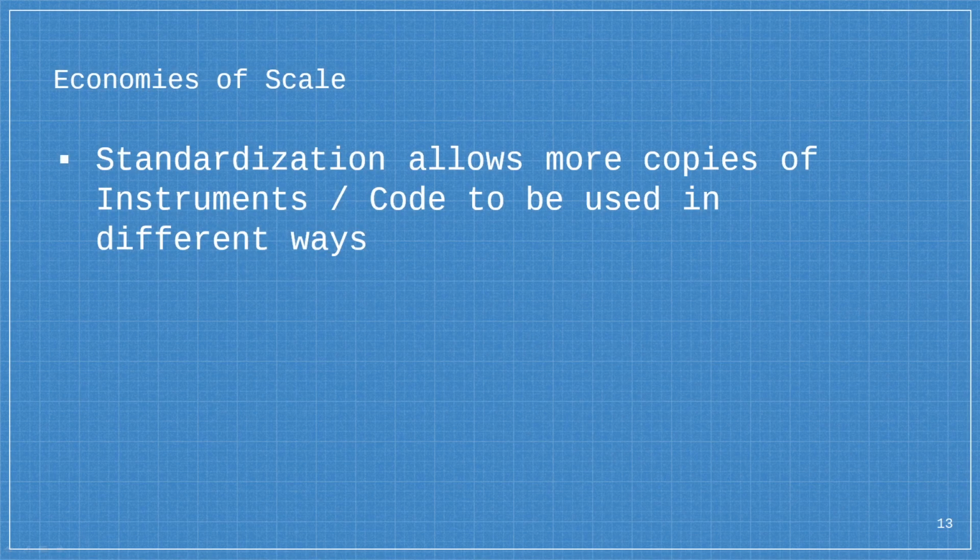So, economies of scale. The big thing with standardization is the economies of scale. If you standardize, you have more copies of the instrument code being used in different ways. And if you're using it in different ways, you've got more people banging on the code, more people trying to break the code, more people finding bugs, more people fixing bugs. Eventually your code cries uncle, and it just works. You'll end up with a stable version that you won't have to change for years.